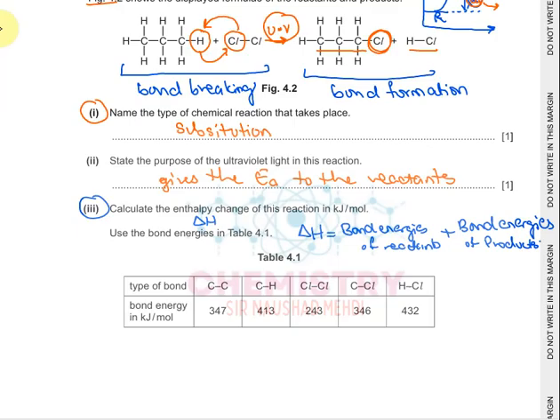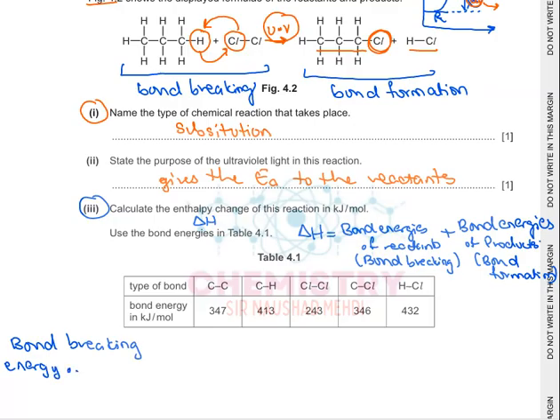So you have to calculate the bond energy, the bond breaking energy on the reactant side, which is the bond energies of the reactant, right? And you have to sum it up with the bond energy of the product, which is basically your bond formation energy. So in order to calculate the delta H, first of all, we will calculate the bond breaking energy of the reactant.